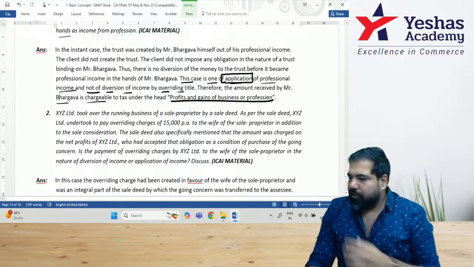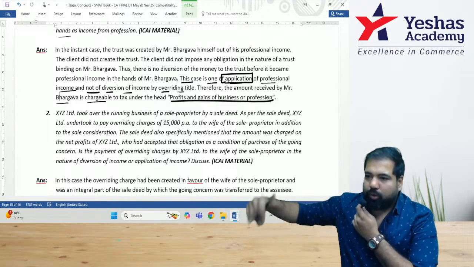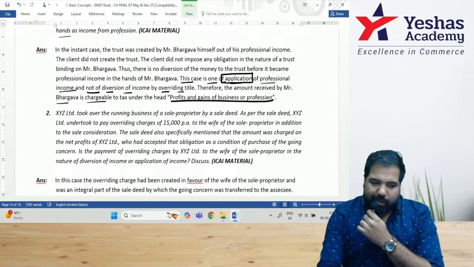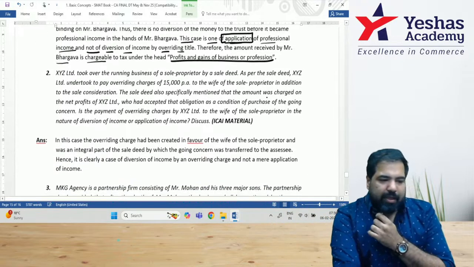This is me telling EY that listen, EY, you give me salary, but I'm going to donate my salary, so salary should not be taxed. No, that is application. Application is always taxable.